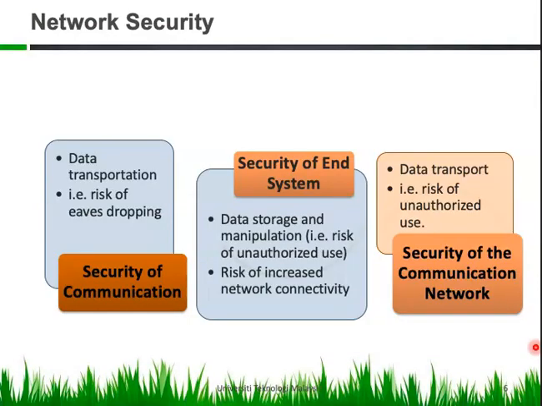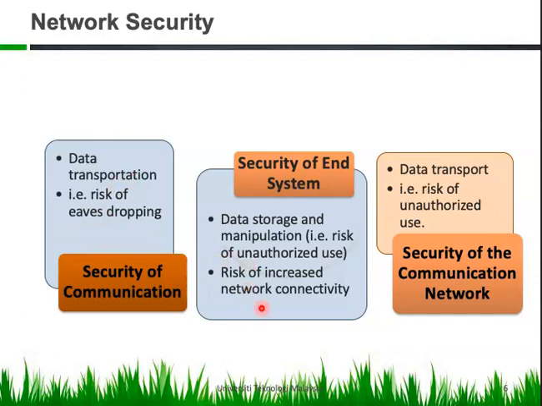So moving on to network security. In order to have network security, there are three important elements. The first is security of communication. Security of communication means the security of the data transportation, meaning that we want to avoid the risk of eavesdropping.